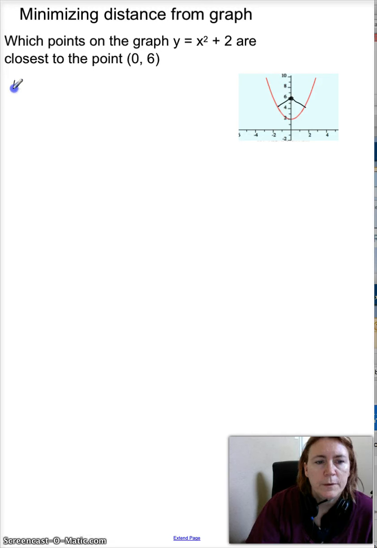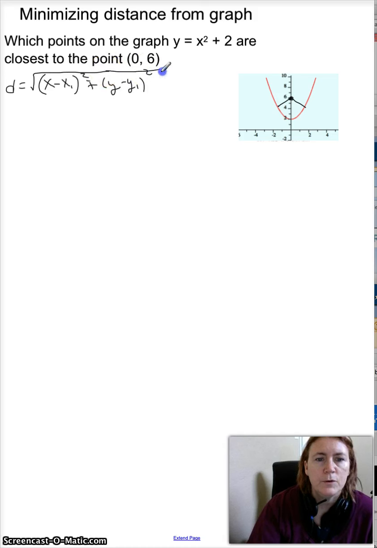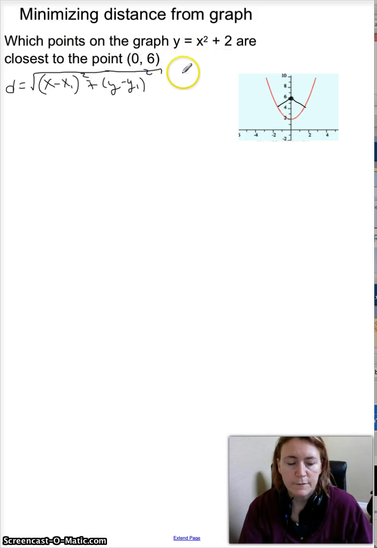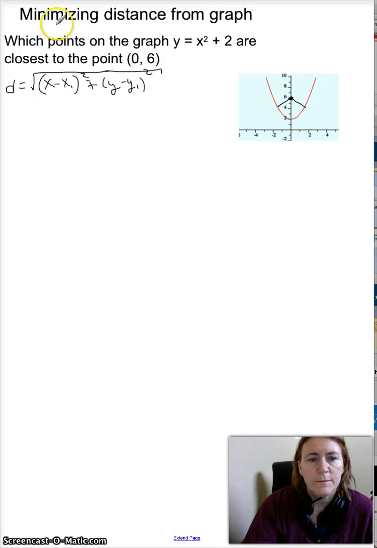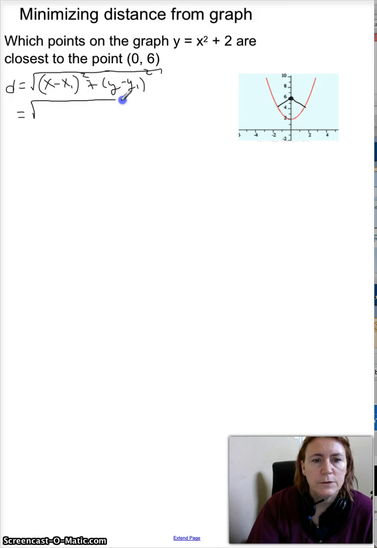You remember your distance formula. The distance from this curve is going to be the square root of x minus your x1 value, whatever value you're given, squared, plus y minus y1 squared. This is your primary equation when minimizing distance from a graph. Now, what is my x1 and y1? Well, that's 0 and 6. So my distance is the square root of x minus 0 squared plus y minus 6 squared.